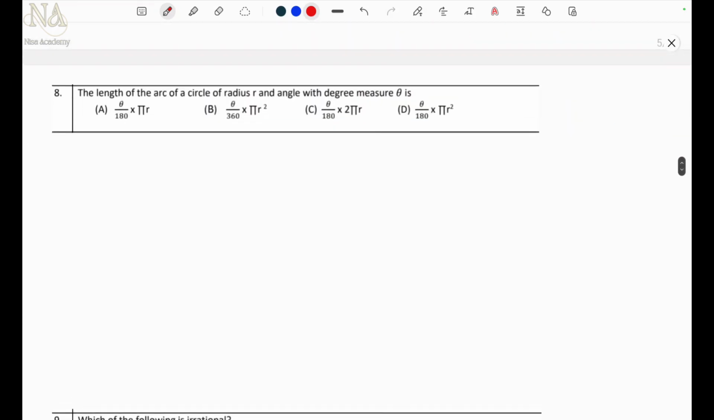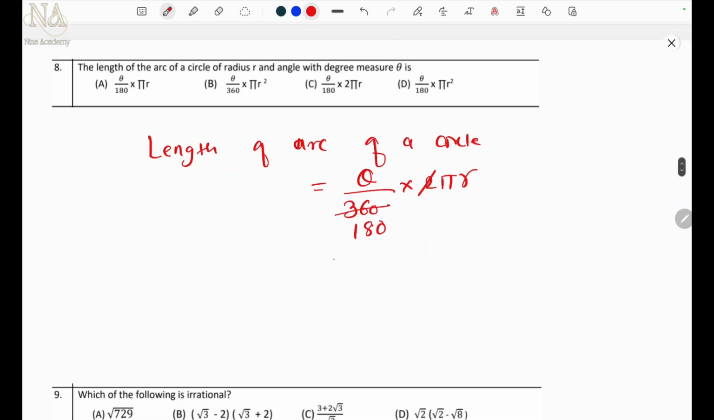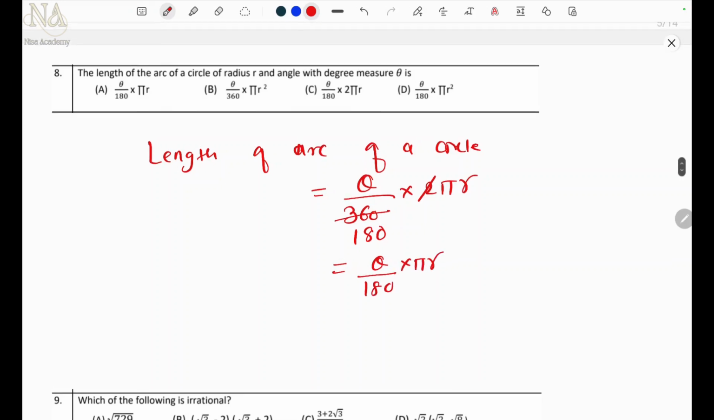The length of the arc of a circle of radius r and angle with degree measure theta is. Yes, that is a direct formula. You know what it is? Length of arc of a circle: what is the formula? It is theta upon 360 into 2 pi r. But we don't have that option over here. So just divide this 360 by 2, which is 180. So theta upon 180 into pi r. So see, option A.